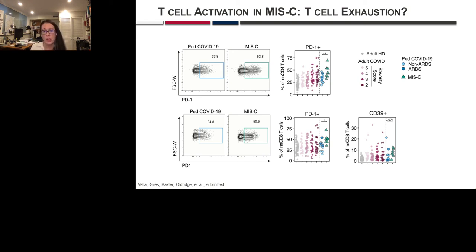So then we examined the co-expression of both of these inhibitory receptors in the CD8 T cells. And that's what we see here. And indeed, there's a statistical increase in the number of CD8 T cells expressing both of these inhibitory receptors in the MIS-C patients.